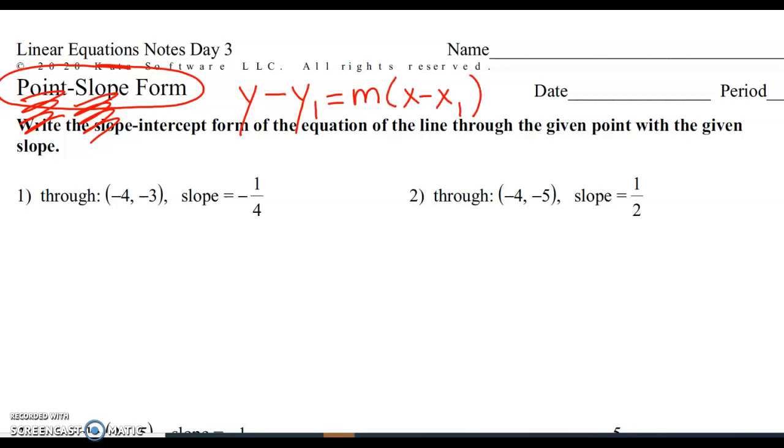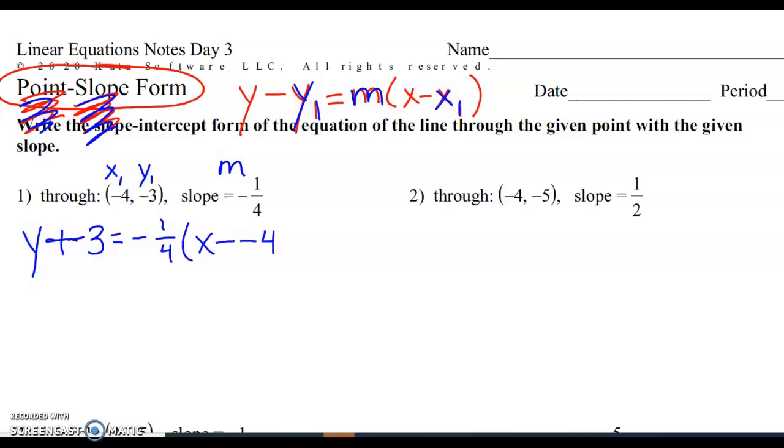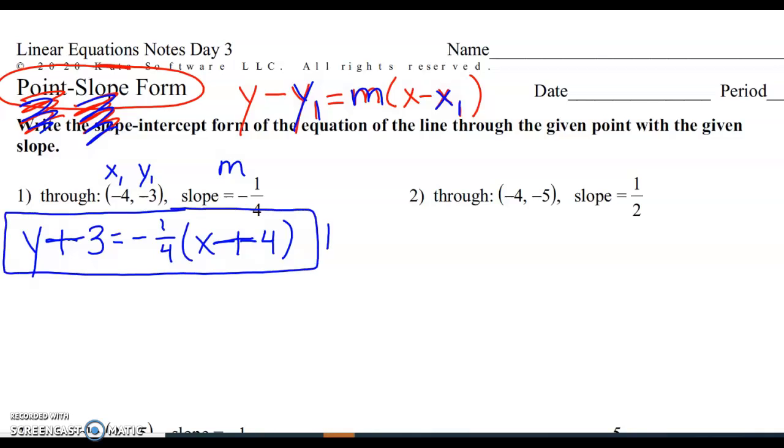So what you do is you plug a point into that formula, which is your x1, y1, and you plug in the slope, which we know is our m. Again, leaving the x and y open because those represent the infinitely many points on the line. So like here, through -4, -3 would be our x1, y1. Slope we know is our m. So we would go y minus, the y coordinate is -3, minus the -3 is like adding 3, equals m, the slope is -1/4, times x minus the x coordinate is -4, which makes it x plus 4. That is point slope form.